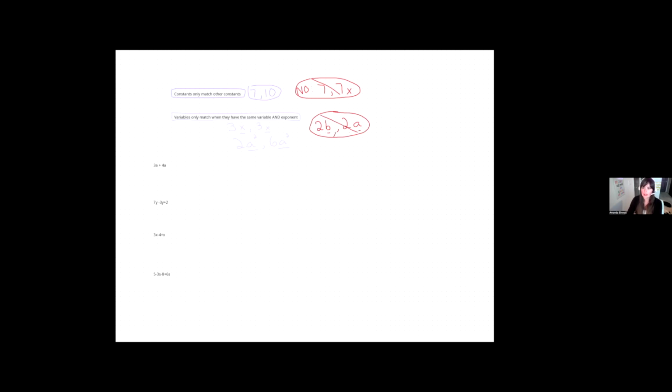Another no example that can be somewhat tricky. What if we have a 3x and what if we have a 4x to the second power? You'd think, ooh, both have x's. No! We need our exponents to match. So these go in the no pile. We can't match an x with an x to the second power. So get out of here.